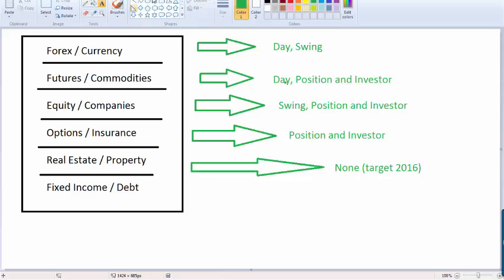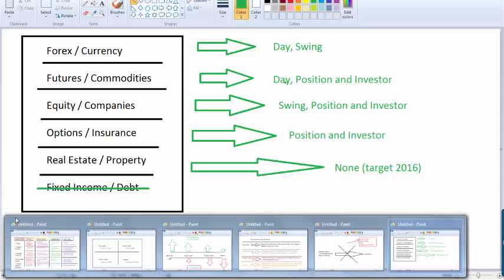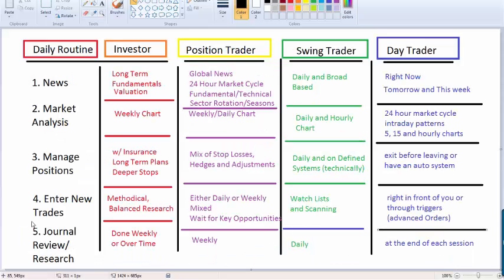Fixed income. For me personally, not interested. The debt market doesn't really give you a lot of money right now. But how you approach it might depend on the market, correct? Probably more of an investor's market. See, this is important from a long-term perspective, because how you trade and what you trade and why you trade comes back to having an appropriate mindset.